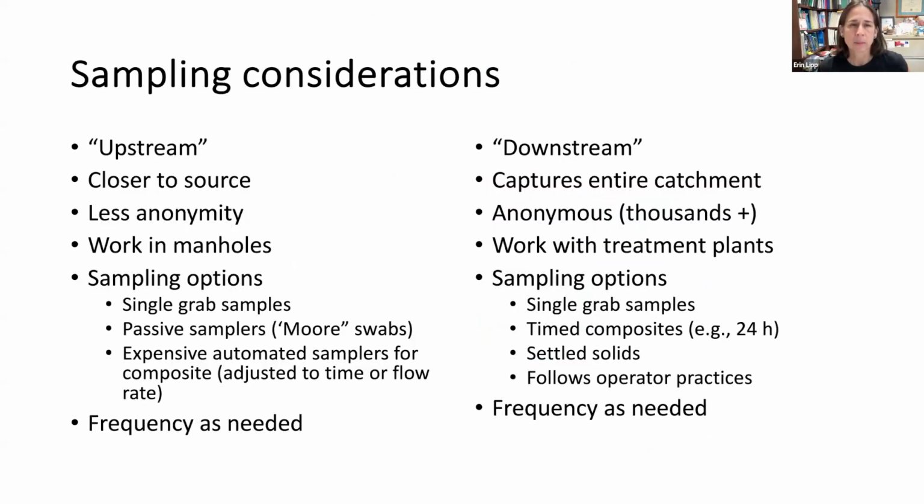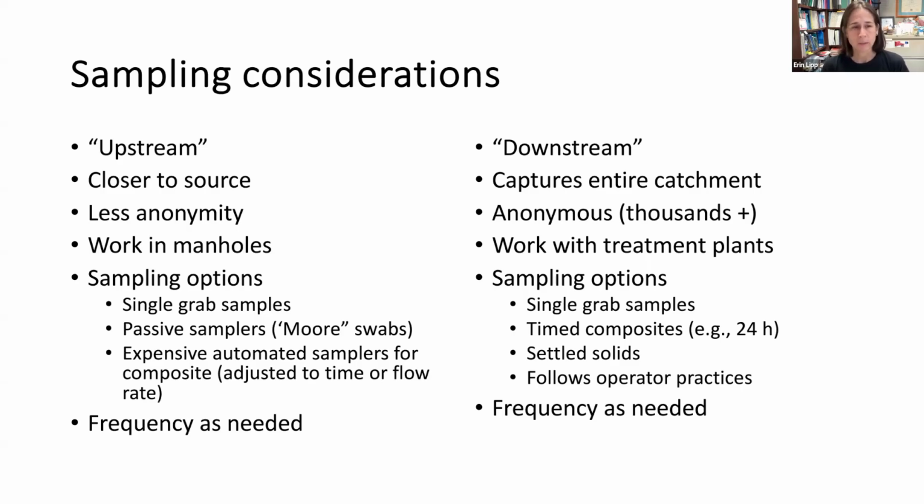So there's some things to think about when you're considering how you're going to sample for a wastewater treatment plant or wastewater surveillance system. If you're upstream, the advantages are you're closer to the source. That could also be a disadvantage depending on what you're trying to do. It also means there's less anonymity. So if you get real close to a single building, that becomes a problem. You can't get so close that you can identify where you're getting the sample from.